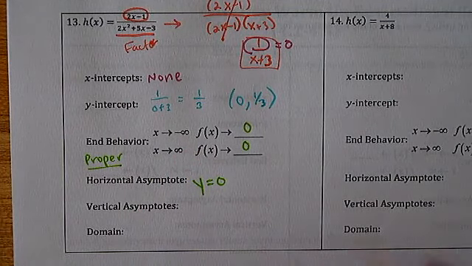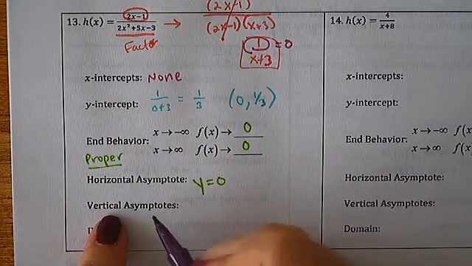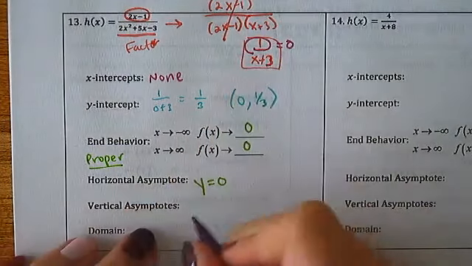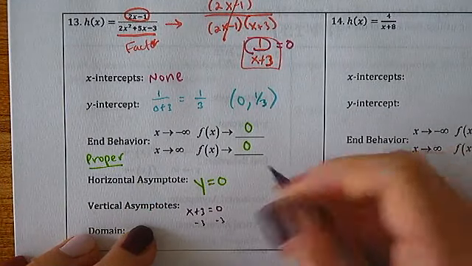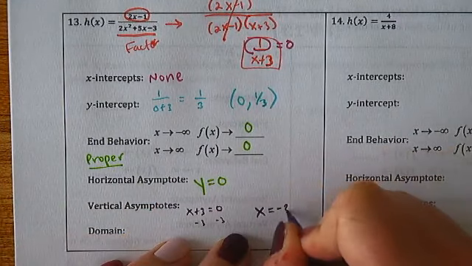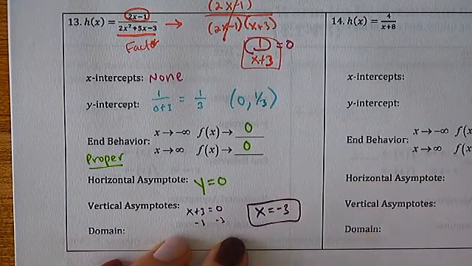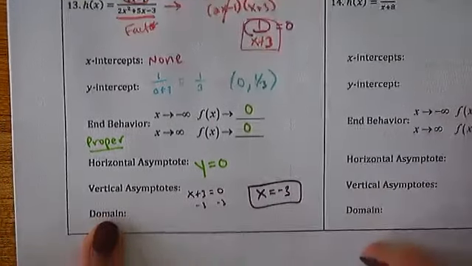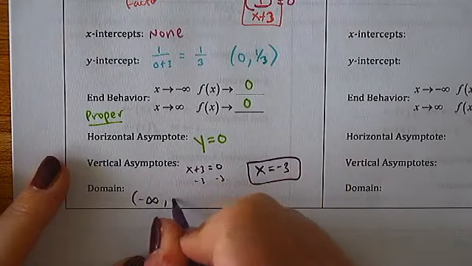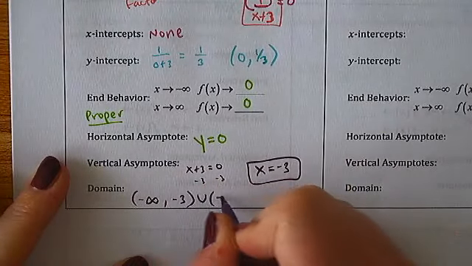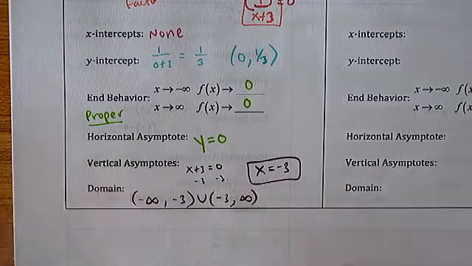Vertical asymptote is when you set the denominator equal to 0. So I'm going to set this new one equal to 0. Subtract 3 to both sides. So my vertical asymptote is x equals -3. And then finally my domain, which I'm going to use my vertical asymptote. So it goes from negative infinity to -3 and -3 to infinity.